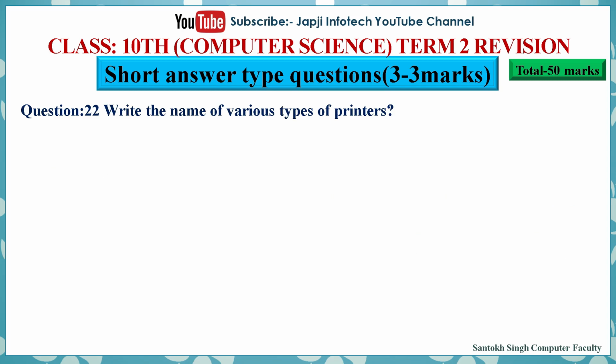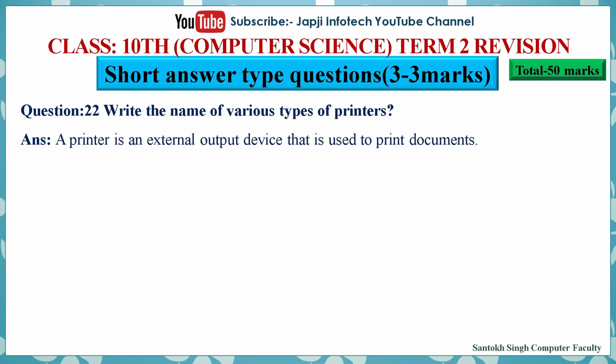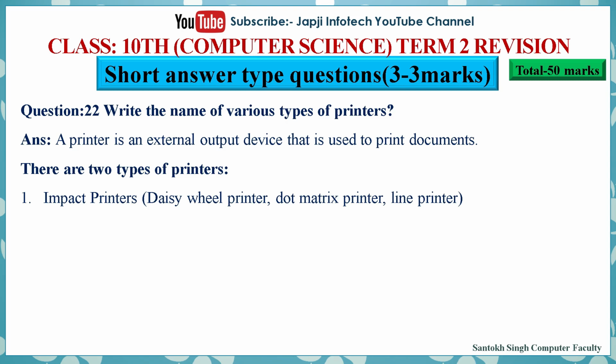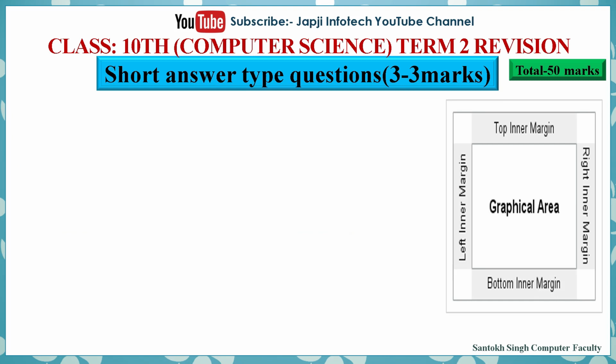And the 22nd one is, write the names of various types of printer. A printer is an external output device that is used to print documents. So there are two types of printer. The first one is impact printer, like daisy wheel printer, automatic printer, line printer, and the second one is non-impact printer, which are inkjet printer, laser printer, etc.